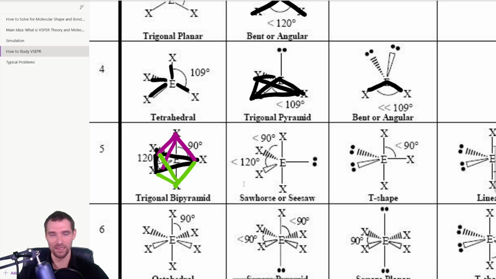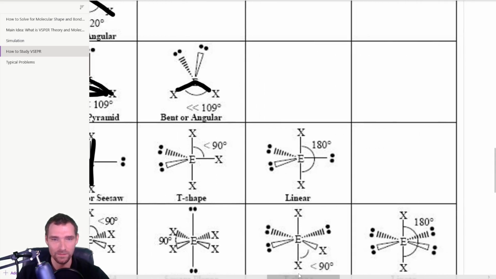The seesaw has to do with the fact that if you look at it with the electron pair on the top, these look like legs for a seesaw, and these would be those seats. T-shape, you can kind of see it's got 90 degrees, and then you've got these other 2 right here, so that's why it's a T-shape, is that the molecule is shaped like a T.